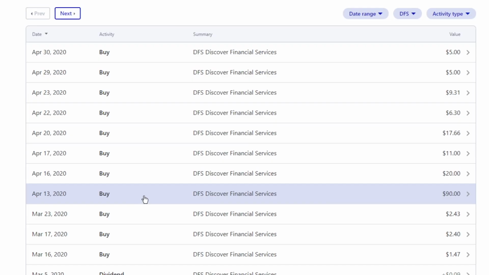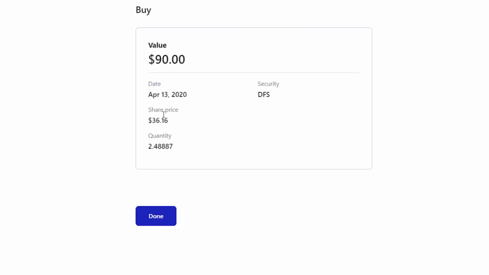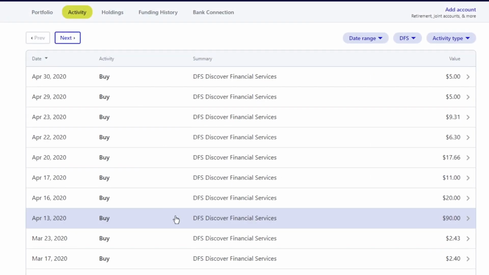I still think that long term they're going to be really healthy. So on April 13th, I decided to put in $90 into this company. At the time, I was able to buy at $36.16. Unfortunately, I did miss out on that very bottom price, but I got it at a really good price point in my eyes. It bought me 2.48 shares, which effectively lowered my dollar cost average and helped me get more value out of this company.